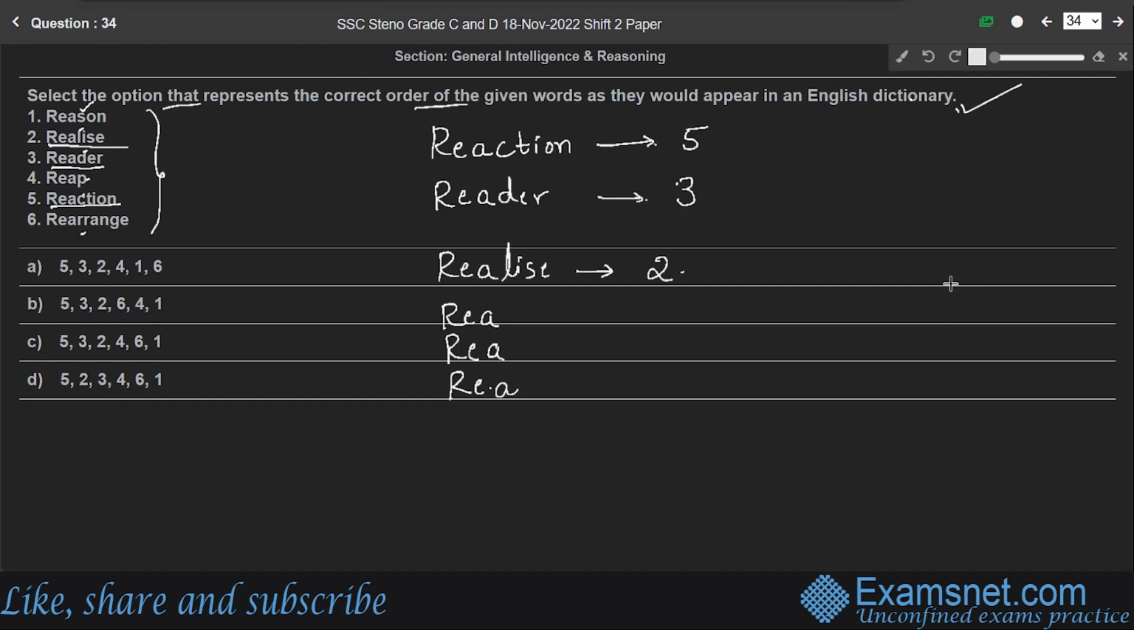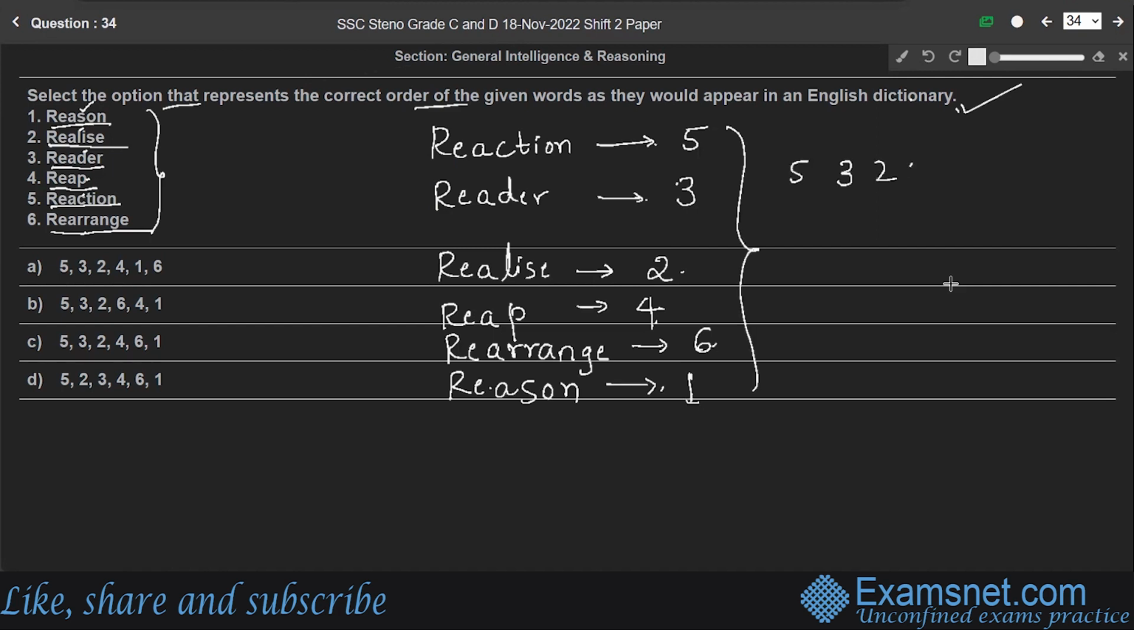After L, going L-M-N-O-P, reap comes, R-E-A-P, which is the fourth word in the question. After reap comes rearrange, since R comes in the fourth place, which is the sixth word in the question. And at last, we can see reason in the dictionary, which is the first word.